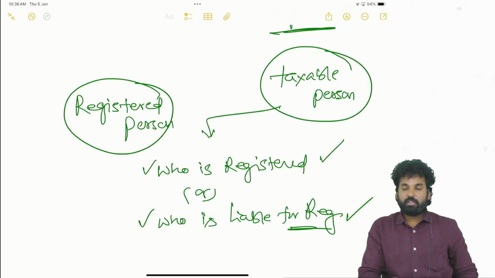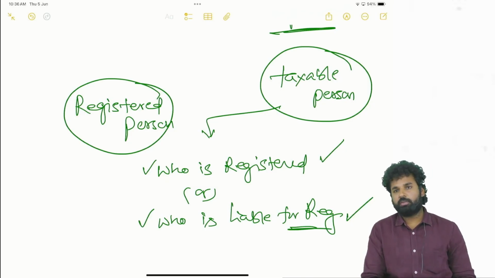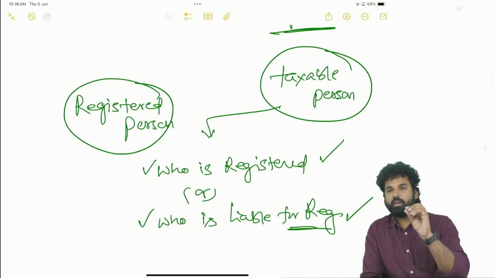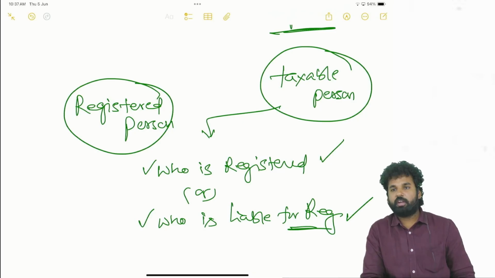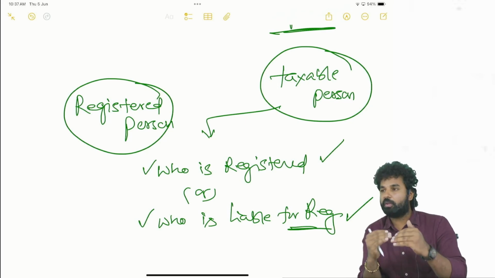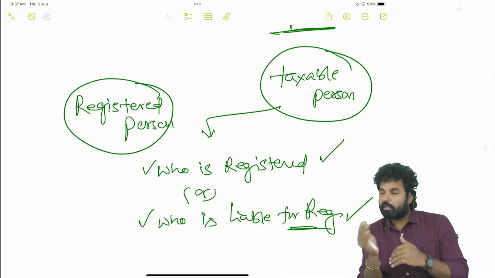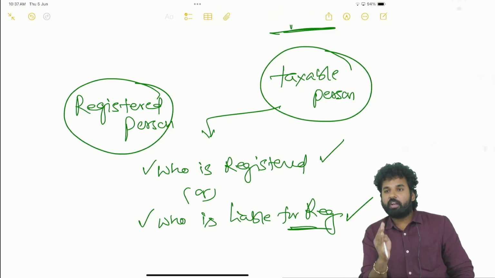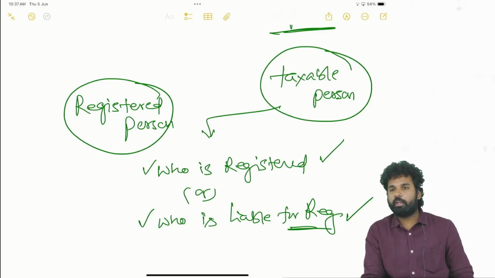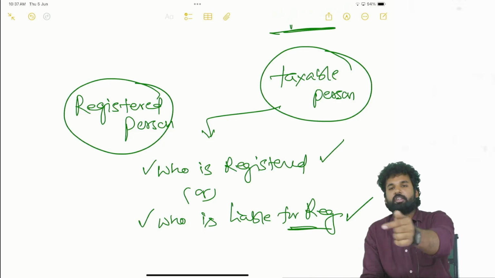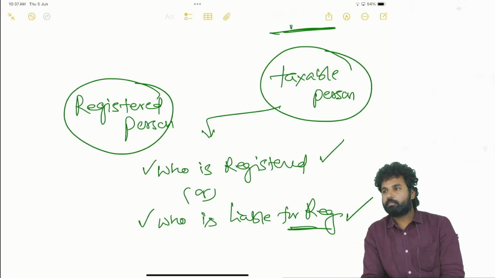So who is liable for registration? So far we only know a small provision with respect to the threshold limit of registration. Based on the state, it has been segregated, and also based on whether it is a goods dealer or a service dealer. Whenever you are dealing in goods and operating in, let's say, the state of Andhra Pradesh, in such cases 40 lakhs is the limit. Goods, Andhra Pradesh means 40 lakhs.